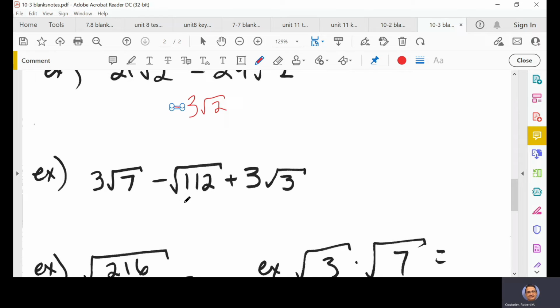So we can rewrite this as minus square root of 16 times 7. Well, the square root of 16 can come out front. Square root of 16 is 4. This whole term comes down.